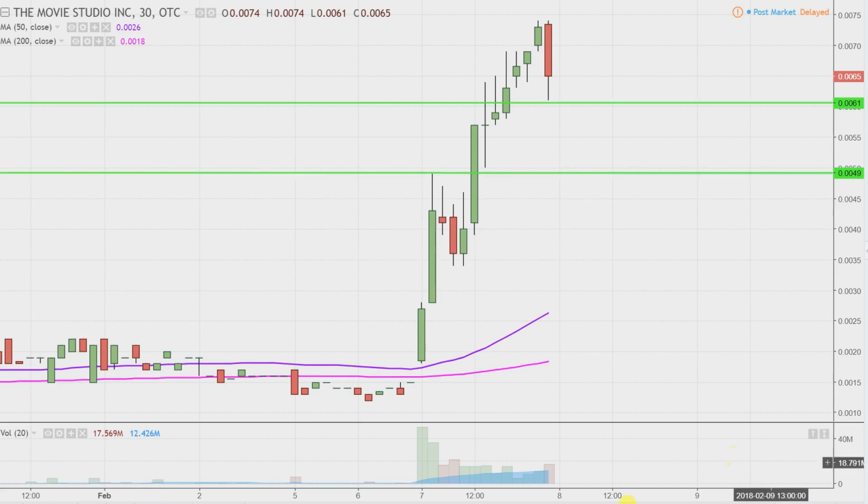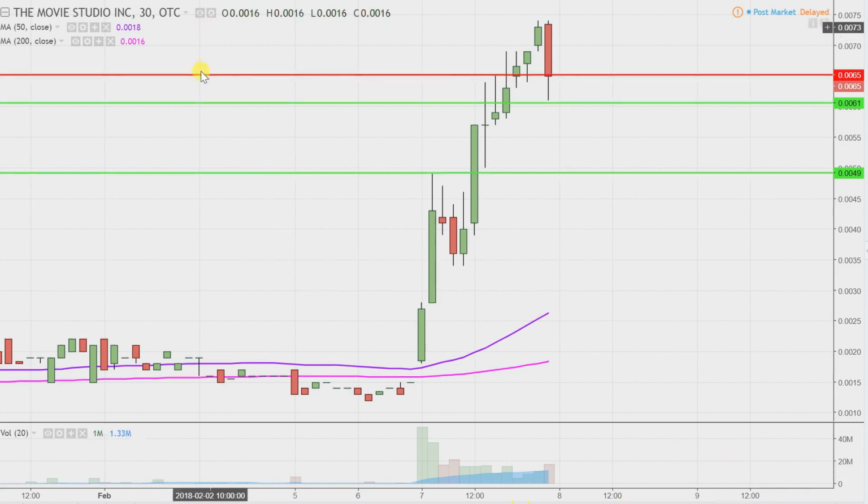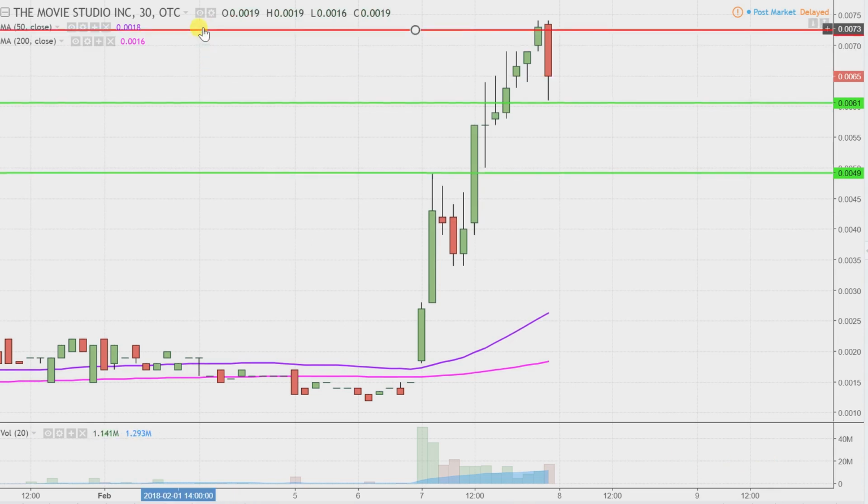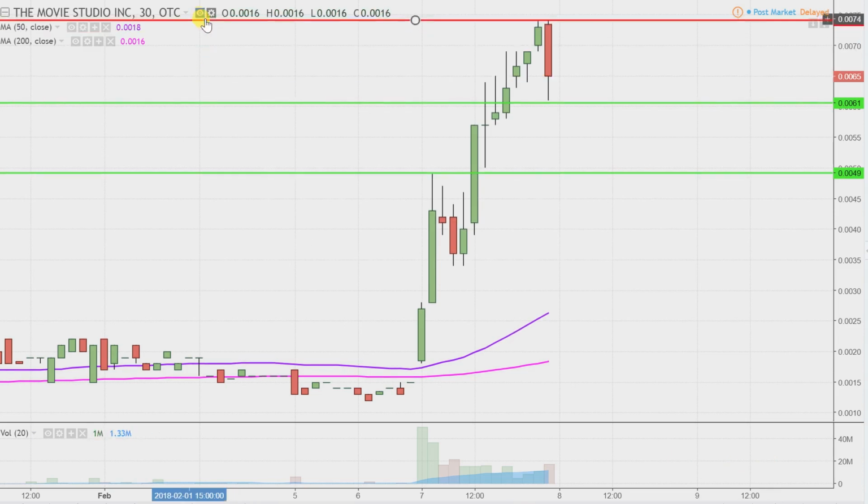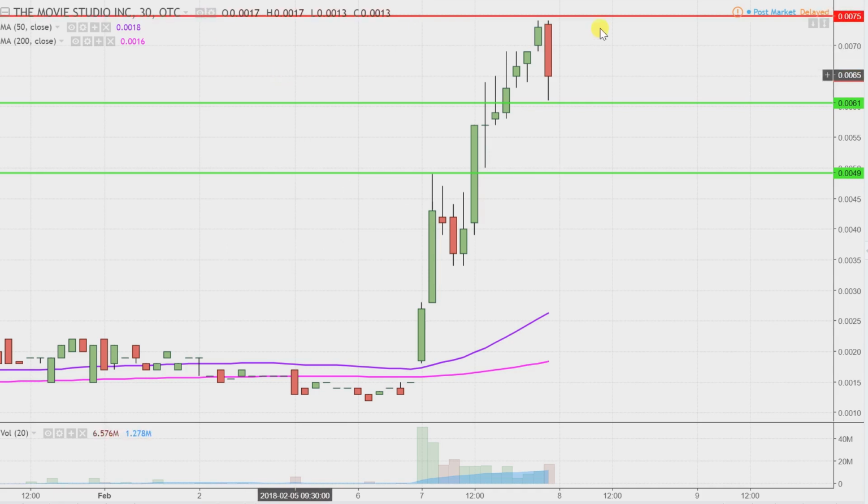What about areas of resistance? As it stands right now, the sellers today showed up right here at, I think, technically 0074, but let's just call it 0075. So 0075 is going to be public enemy number one going forward.